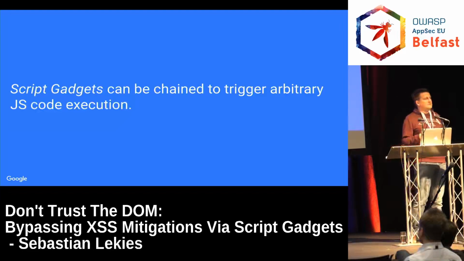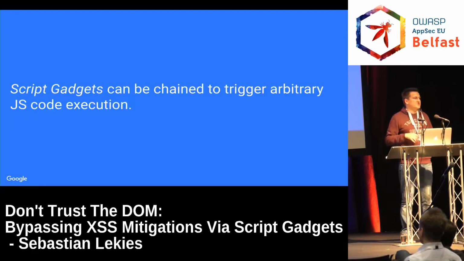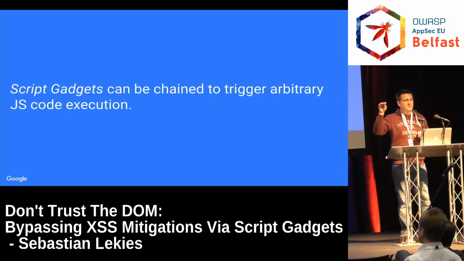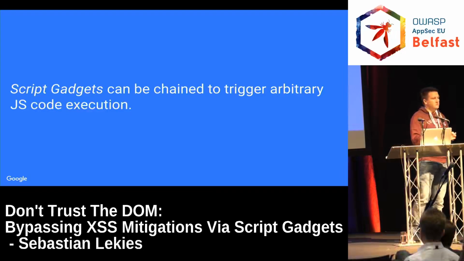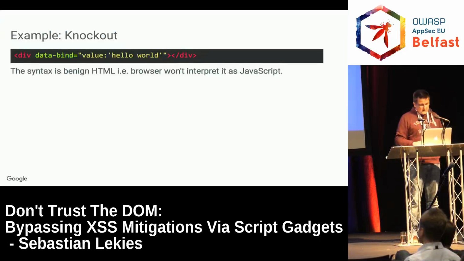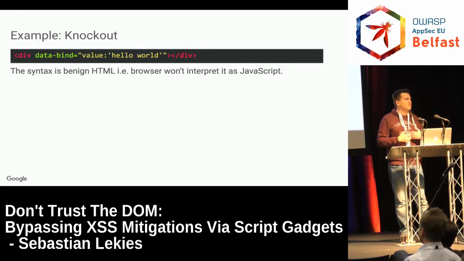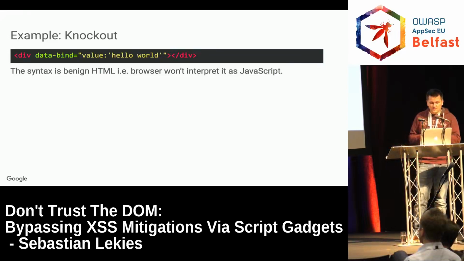And what we found out is that these gadgets that do a certain functionality can be chained together. So you can take different functionalities from different libraries and trigger them individually, and then chain them together to do a security-sensitive action, and in the worst case, to trigger arbitrary JavaScript code. And we have a couple of examples. So in the next slide, I will use Knockout as an example, but these examples really work for all the libraries that are out there, and we will see a few more afterwards.